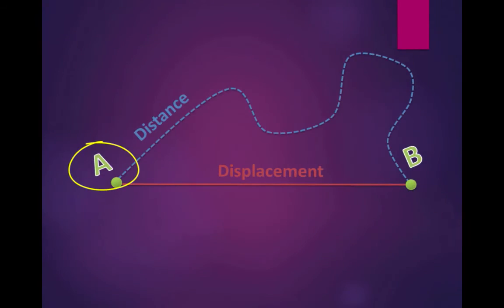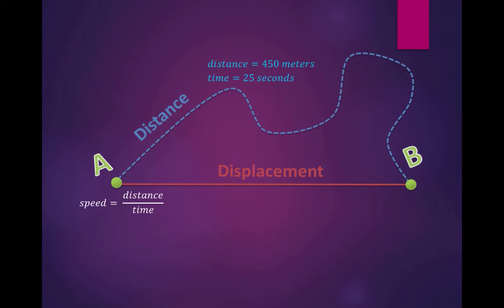This example shows a journey from point A to point B. To calculate speed, we look at the distance of the journey along the path, which is the blue line. Let's assume the distance is 450 meters and the trip takes 25 seconds. Speed equals distance over time. V equals d over t. And subbing in distance and time, we have speed equals 450 divided by 25 seconds. The speed for this trip is 18 meters per second.